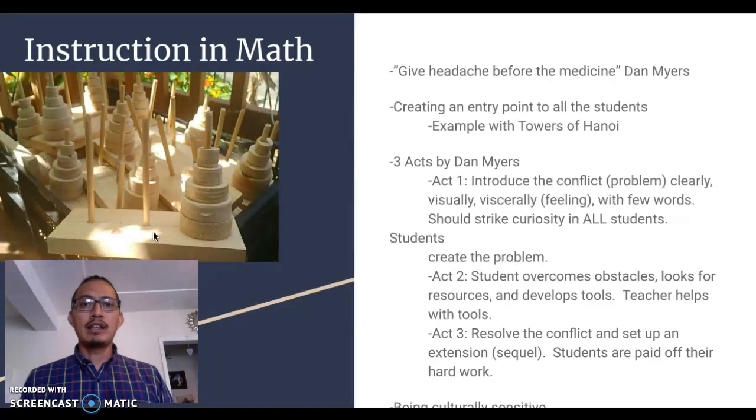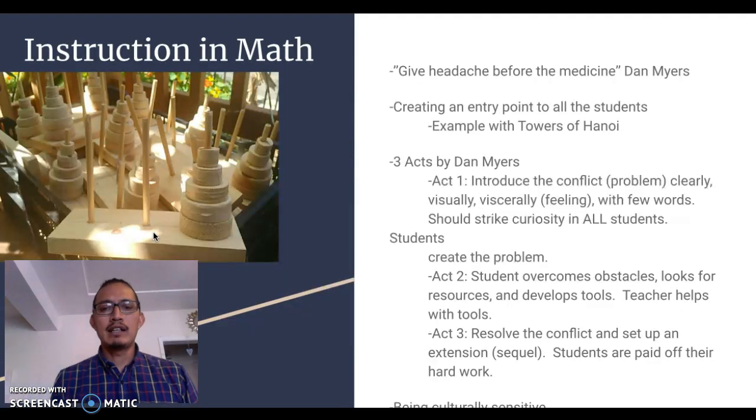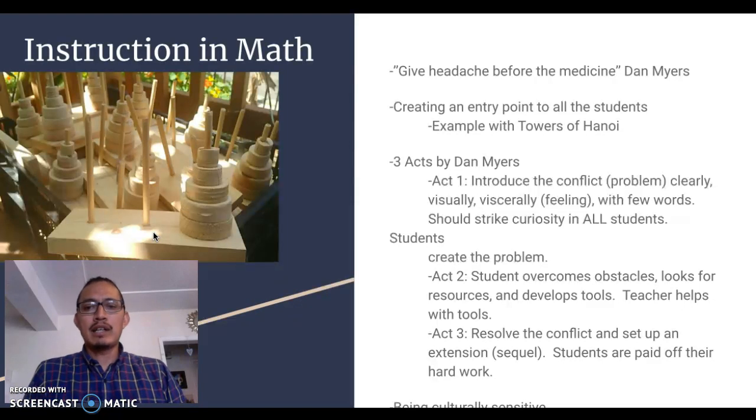And for example, if a student had that their least possible number of moves was 9, the real answer is 7 for 3 discs, then they will go back and try to figure out to see how they could get 7. So that created a curiosity, and then it gave us students a sense of like ownership in the math. And then after I noticed that the class was done with 5 discs, a lot of students kept playing. But then in Act 2, students overcome the obstacles, they look for resources and develop tools.